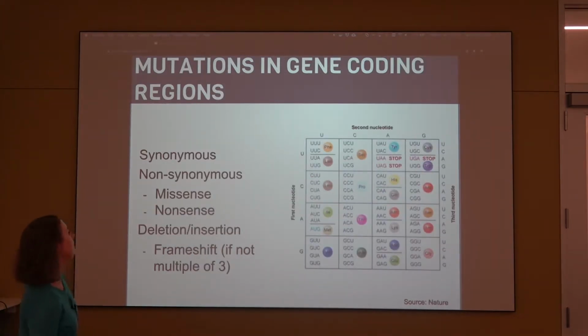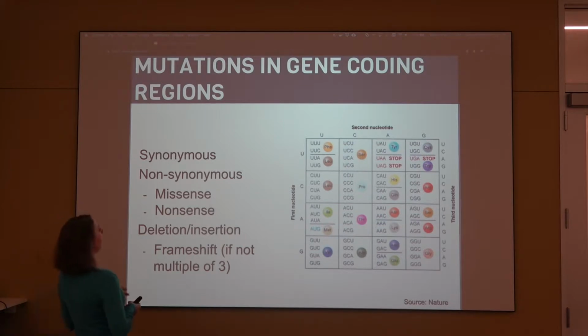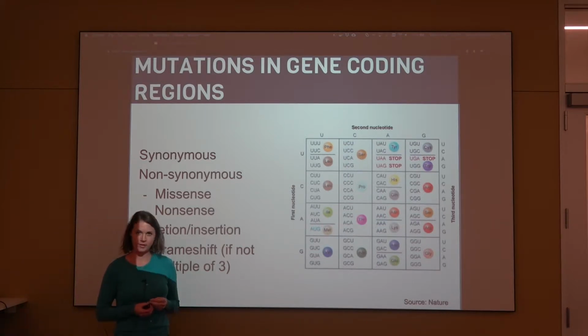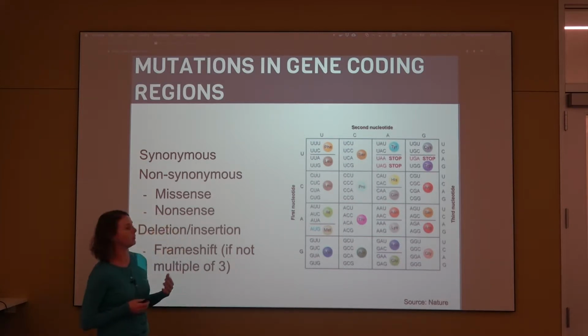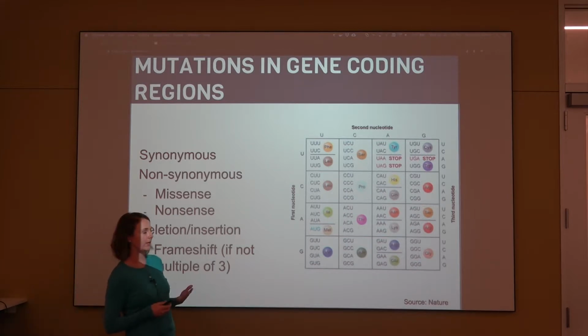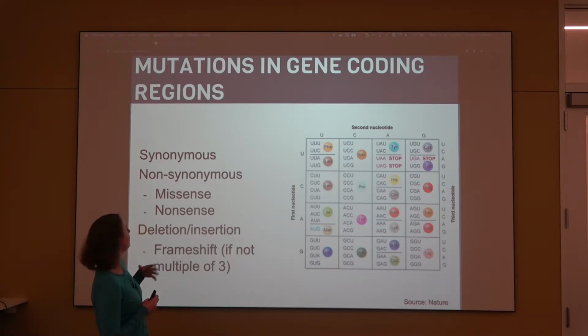All right, so let's get back to these codons. When we're looking at mutations in gene coding regions, we're interested in being able to interpret what sort of problems in the protein these mutations would cause. So I just want to go through a few examples to give you an idea of what we mean when we're talking about these different types of coding mutations.